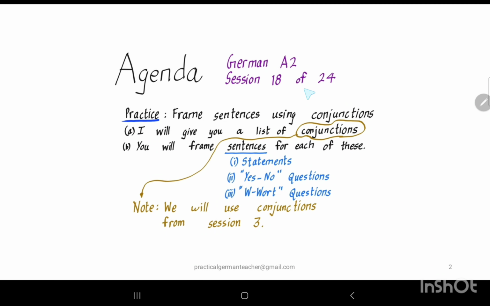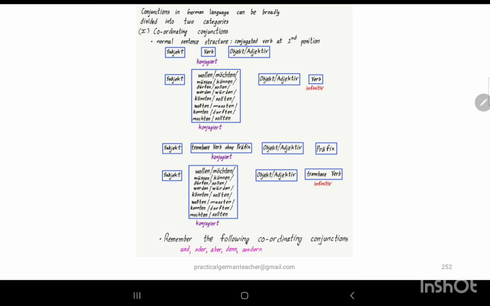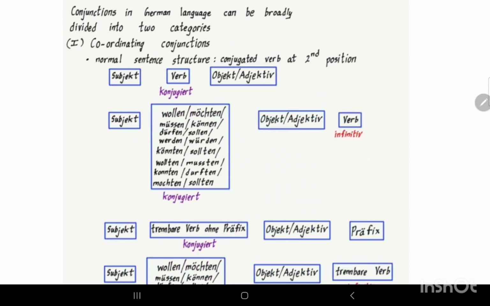In this session for A2 level German, we will do exercises with conjunctions. So there are three types of conjunctions and we will do exercises with examples for each of them. Conjunctions in German language can be broadly divided into three categories.